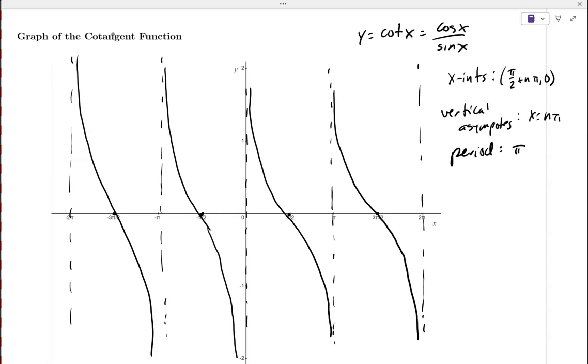Questions on how we got this graph? Or either of the two graphs? So far, so good? Again, notice that I'm breaking everything down, going back to sines and cosines, not trying to reinvent anything. All right, so let's do the same thing for the other two functions. We've got 2 more to go.